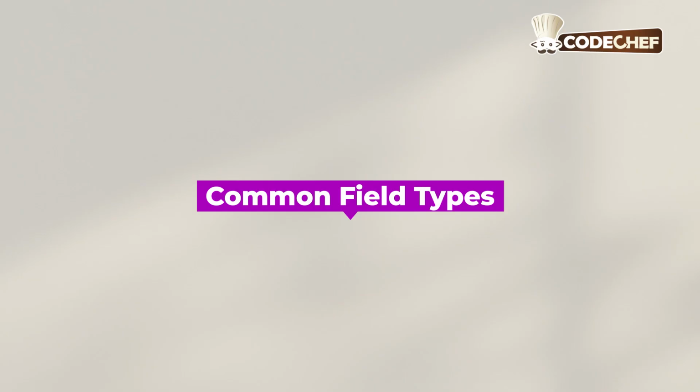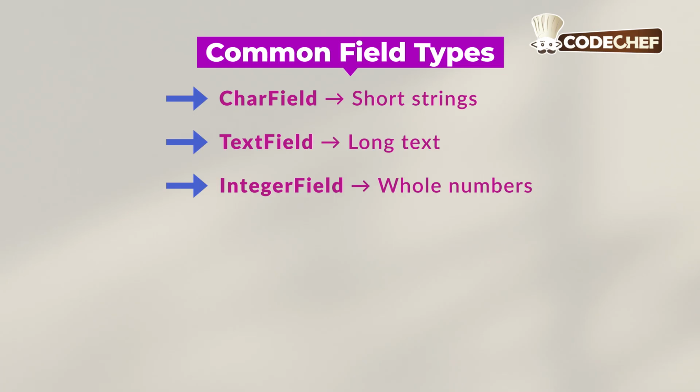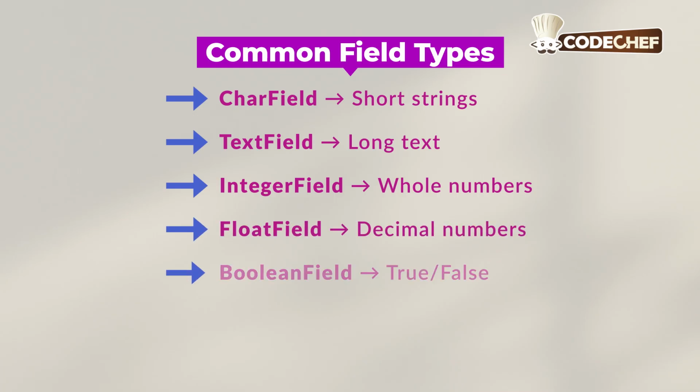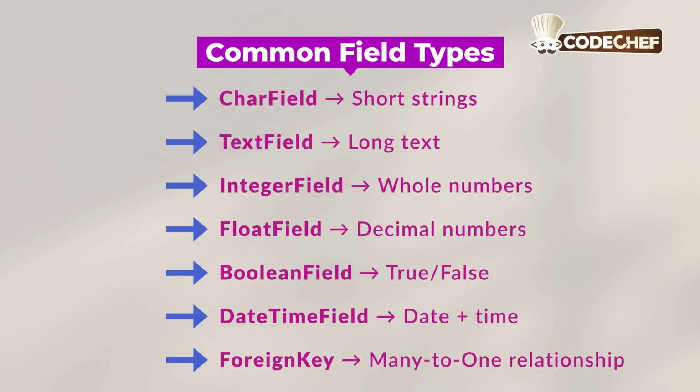Now these are the most commonly used field types. You will find them in almost every Django project that you will build. So as we already said, character field is for short strings, text field for long strings, integer field for whole numbers, then float fields are for decimal numbers, and boolean fields are for true or false kind of values, and datetime fields is for date and time, and then foreign key is to establish the many-to-one relationship between models.